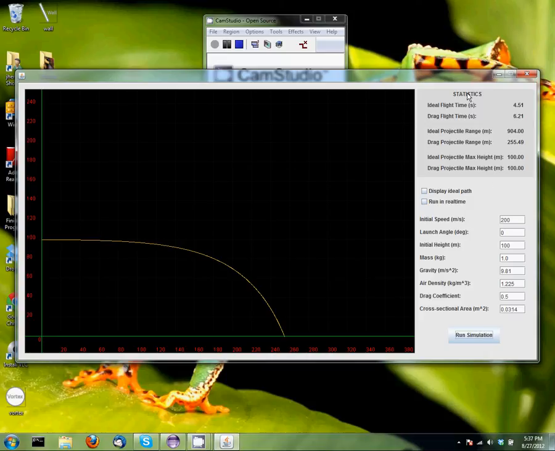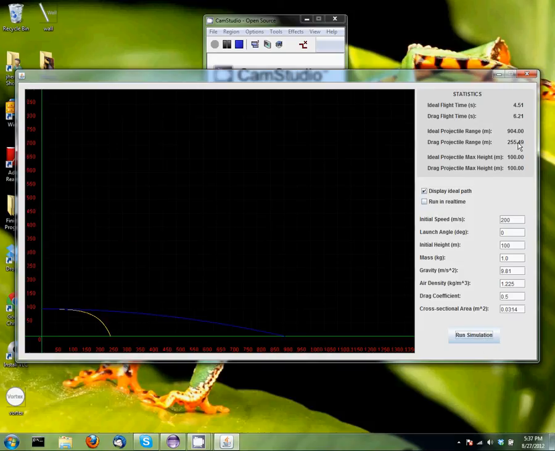Over here you'll have some statistics for each flight, and as far as accuracy goes, I know that the ideal path is very accurate because I tested it against online calculators, but the air resistance path I cannot guarantee because there didn't seem to be any calculators that I found online that would give you the actual distance, and mathematically there doesn't seem to be an easy way, at least, to work it out.